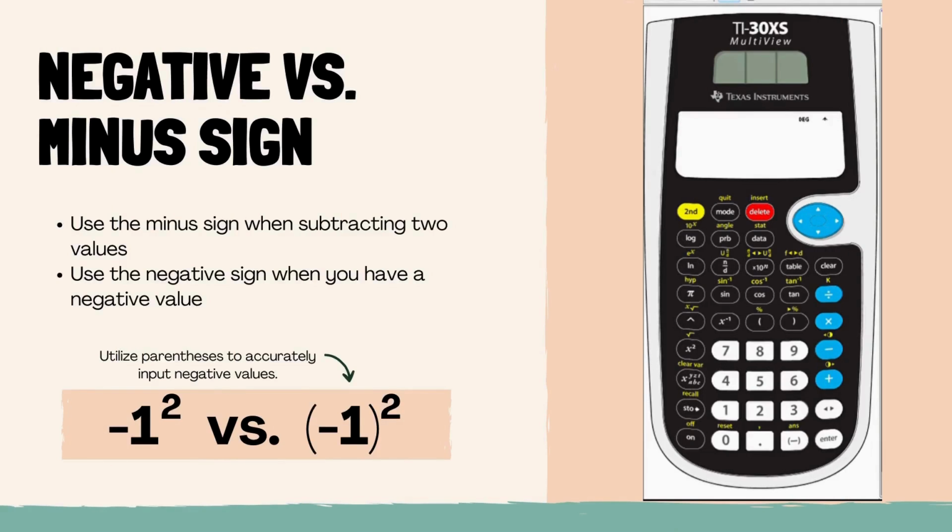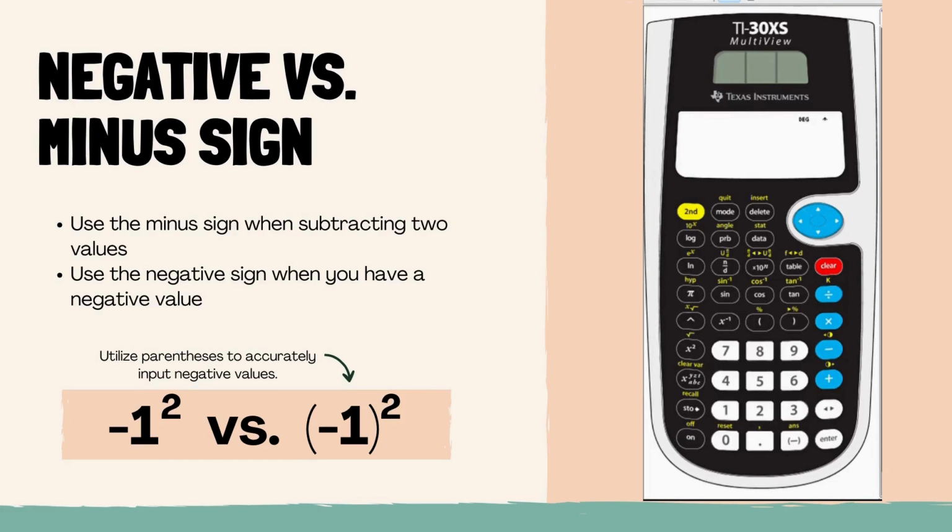Next, we're going to talk about the negative versus the minus sign and when do we use those. So the negative and the minus sign are two different buttons on your calculator, and it's really important to know when to use each one, or else you can end up getting the wrong answer. So the minus sign is what we use when we are subtracting two values, and that's found here in blue, and it shows up as answer minus.